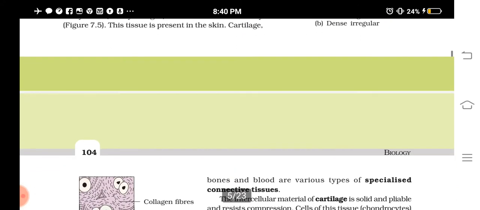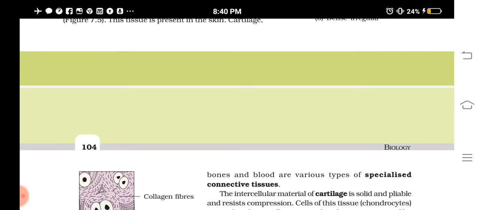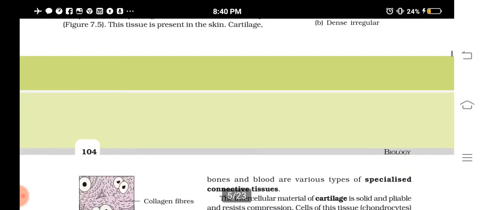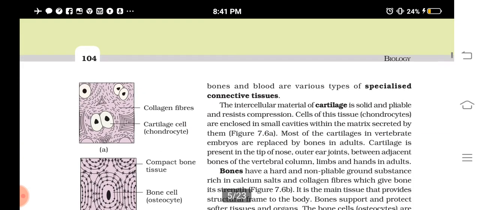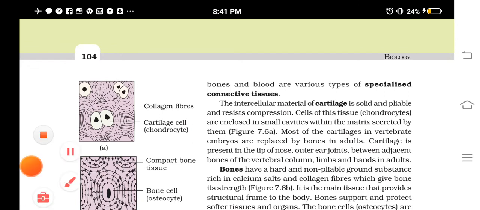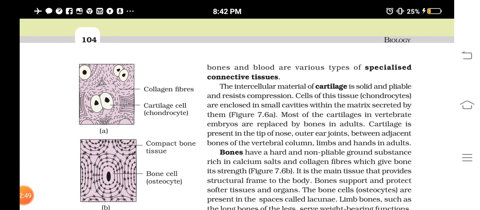Then we are going to study the specialized type of connective tissues. Specialized connective tissue examples are cartilage, bone and blood. So when you see the specialized tissues, they include cartilage, bone and blood. In cartilage, the matrix is very solid, and it is not as hard as the bone's matrix. And the cells of this are known as chondrocytes.